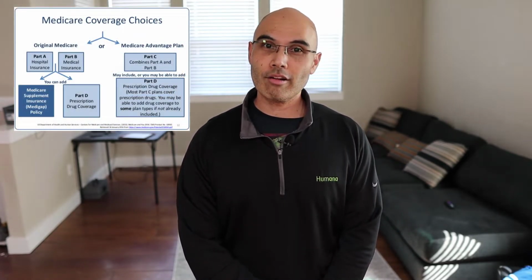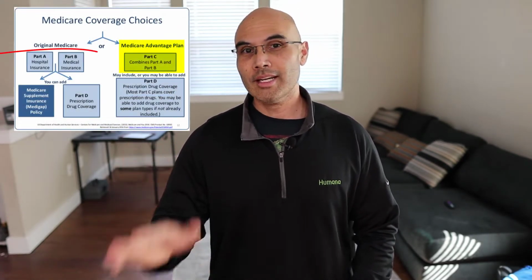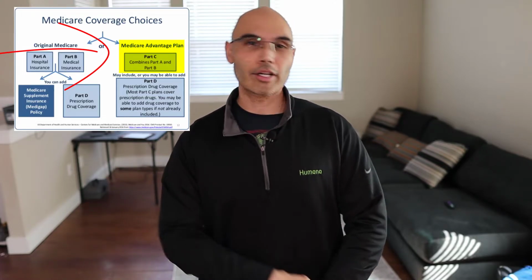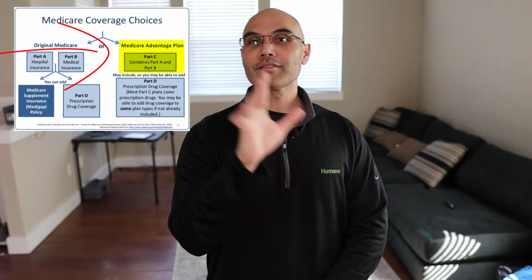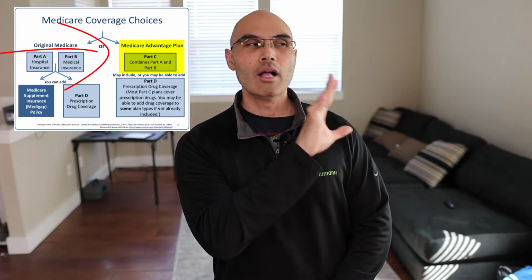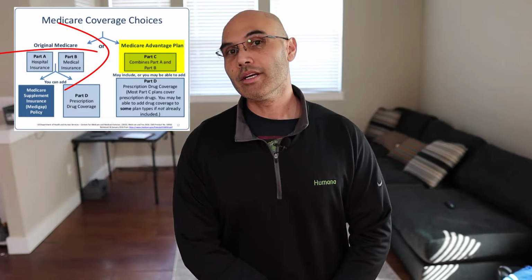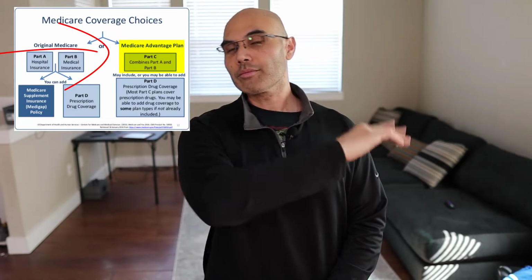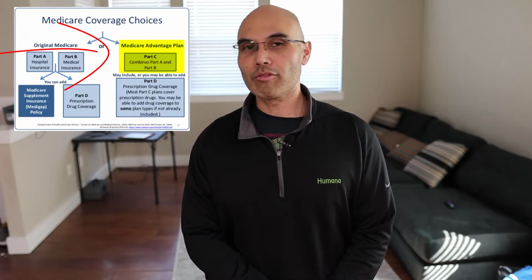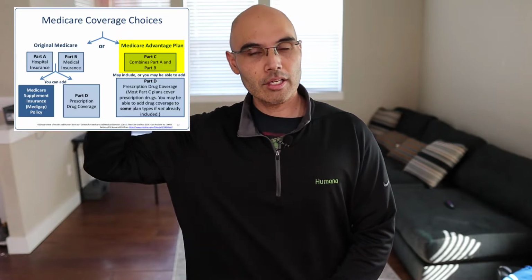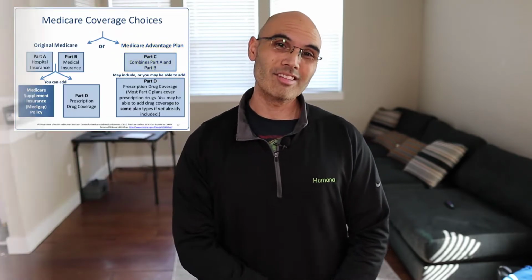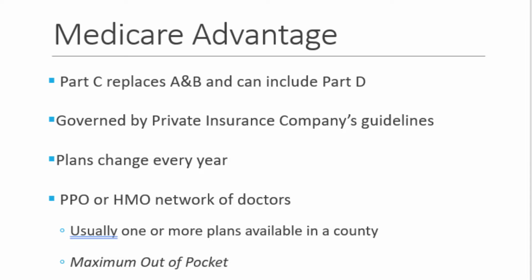Next on the Medicare coverage choices, we have Medicare Advantage or Part C. This is an alternative to Medicare Part A and B, so you are saying, all right, federal government, I would like this company instead to manage my Part A and B benefits, and I will give up the freedom and flexibility to see any provider I want across the US in exchange for the benefits that this company is giving me.